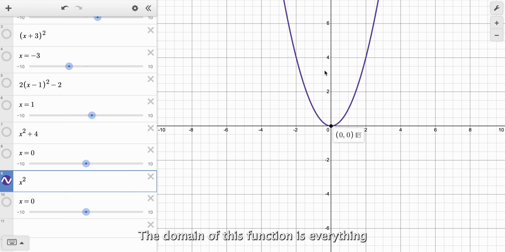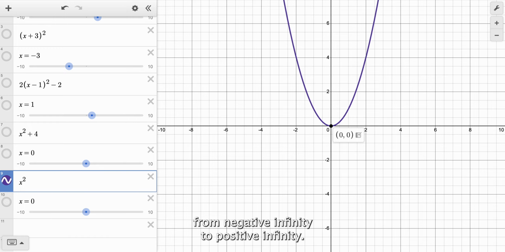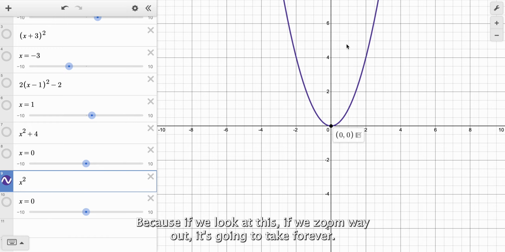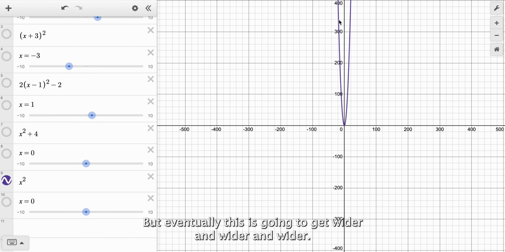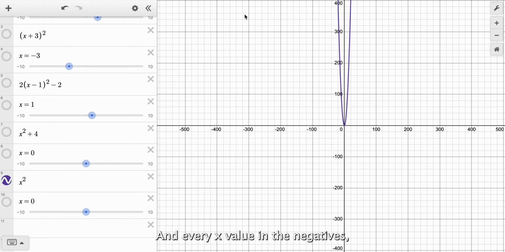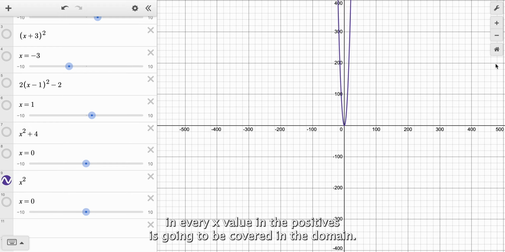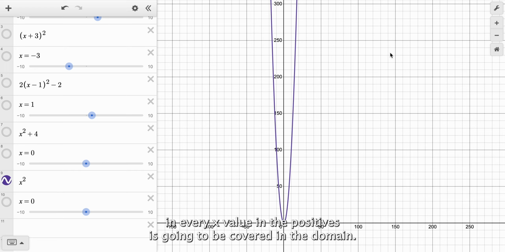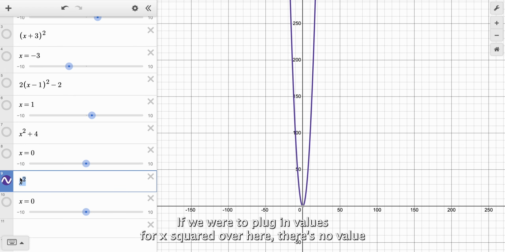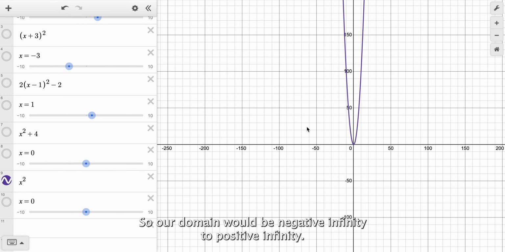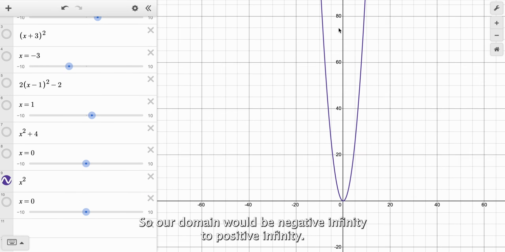The domain of this function is everything from negative infinity to positive infinity, because if we zoom way out, it's going to take forever, but eventually this is going to get wider and wider, and every x value in the negatives and every x value in the positives is going to be covered in the domain. You can also think of it this way. If we were to plug in values for x squared over here, there's no value that would be undefined. So our domain would be negative infinity to positive infinity.